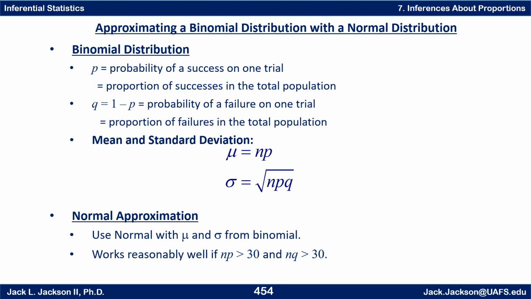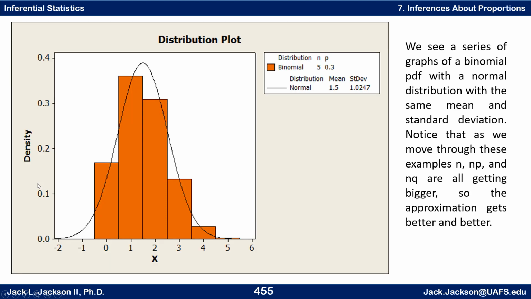So P is the probability of success on one trial. Again, Q is the probability of a failure on one trial. And then we know the mean and standard deviation of the binomial. The way we're going to do that is to use a normal distribution with basically the same mean and standard deviation for proportions.